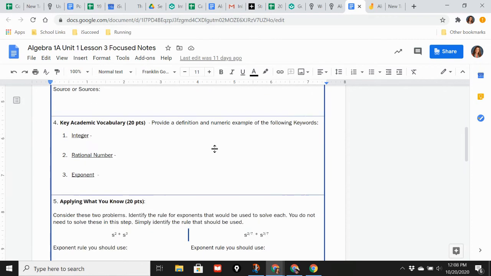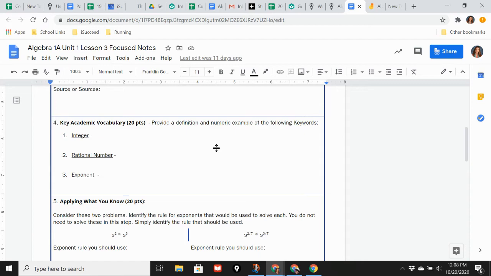Section 4, we'll be going over our key academic vocabulary. So in this section, I am looking for you to be providing a definition of each of these terms, integer, rational number, and exponent, and then providing a numeric example for each term as well.